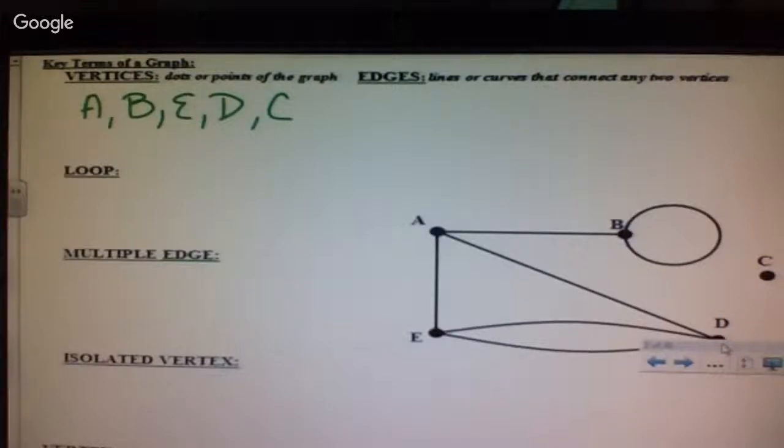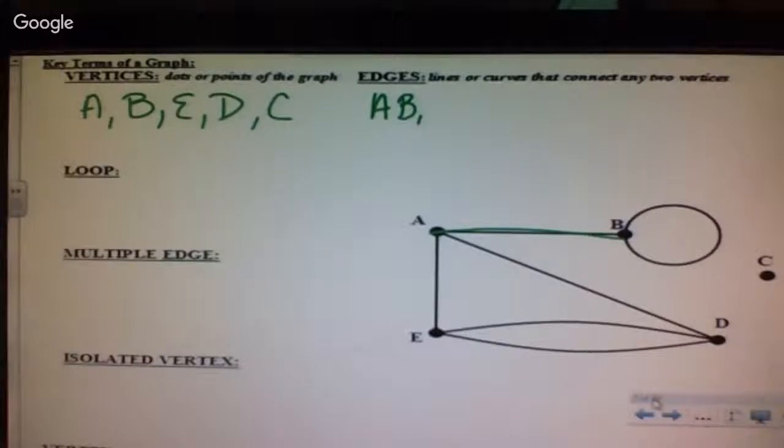The lines or curves that connect them are called edges. Okay, it's very important that you make sure you list all of the edges. So as I list them, I always like to highlight them or trace them with my pencil. So I make sure that I get every last one of them. So I have an edge that connects A to B. I could also write that B to A. The same thing. I have a line that connects A to D. I have a line that connects A to E.